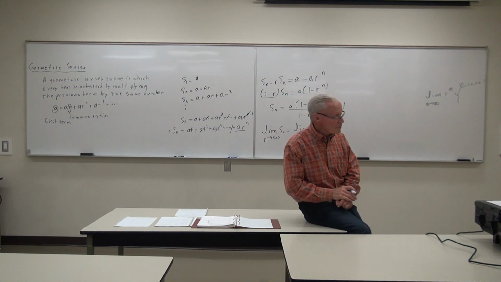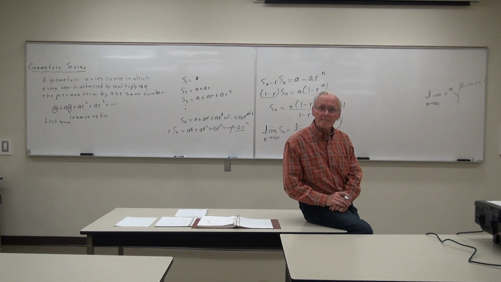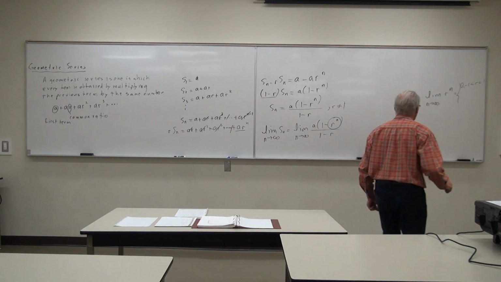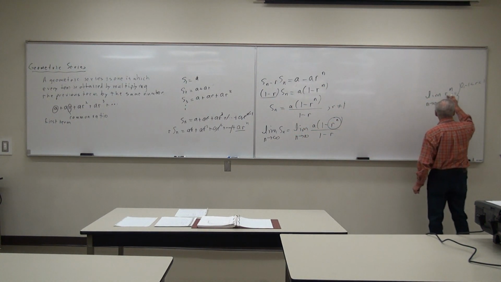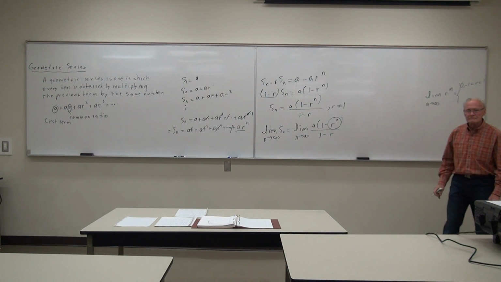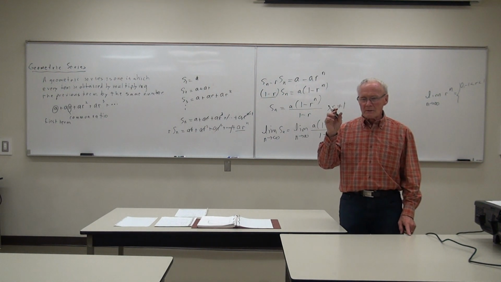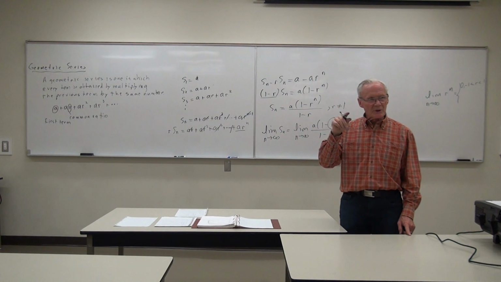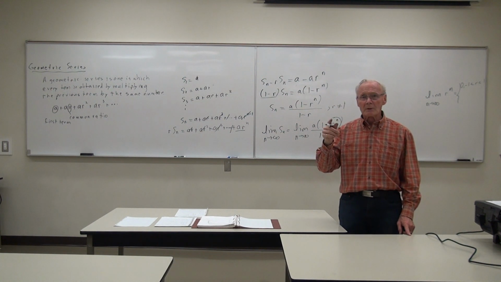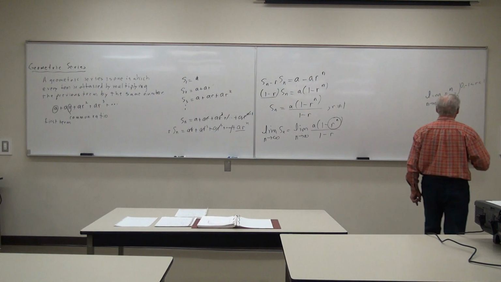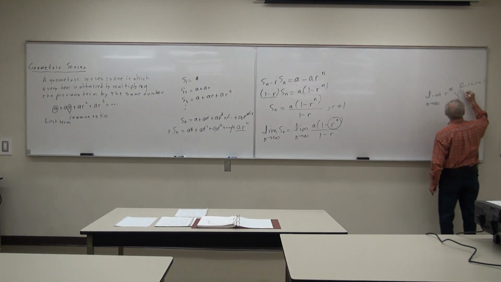Right? What if R is equal to minus 1? If R is equal to minus 1, you've got minus 1 to the n. Minus 1 to the n, well, that means it goes minus 1, plus 1, minus 1, plus 1, minus 1, plus 1, no limit. Right? So it does not exist if R is equal to minus 1.